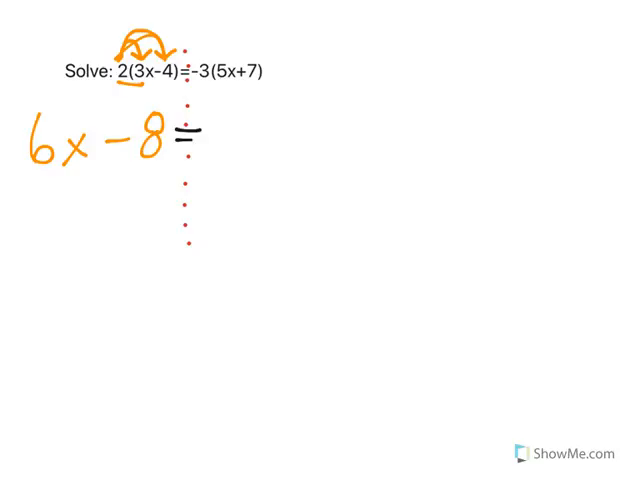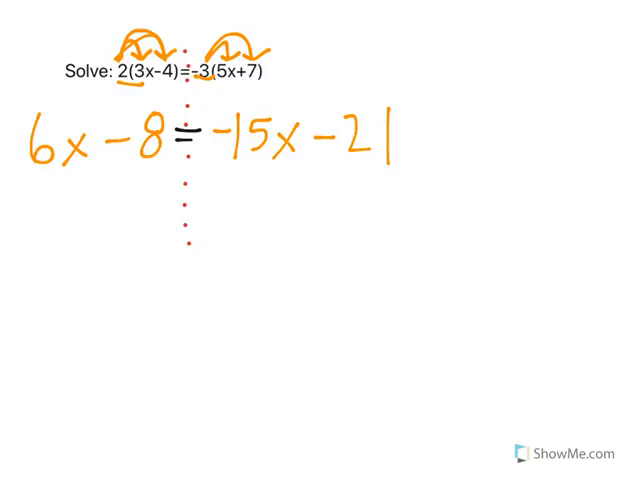Now on the right hand side we have negative 3 out front. So negative 3 times 5x, well, a negative times a positive is a negative, so negative 15x. And then a negative 3 times a positive 7 gives me negative 21. So our first step really is to just eliminate the parentheses. Now we can think about, okay, we want to get x on one side by itself.